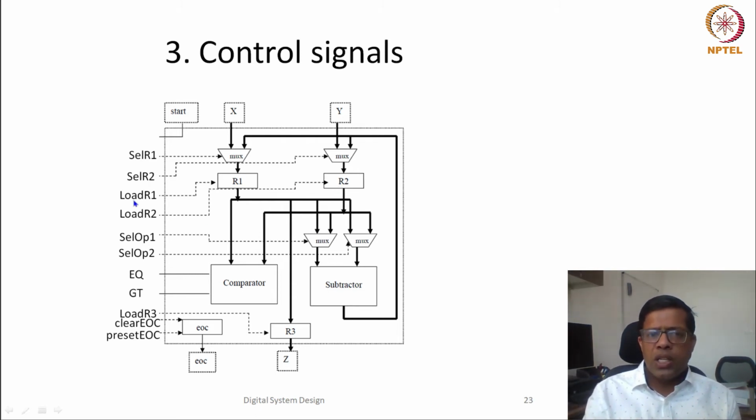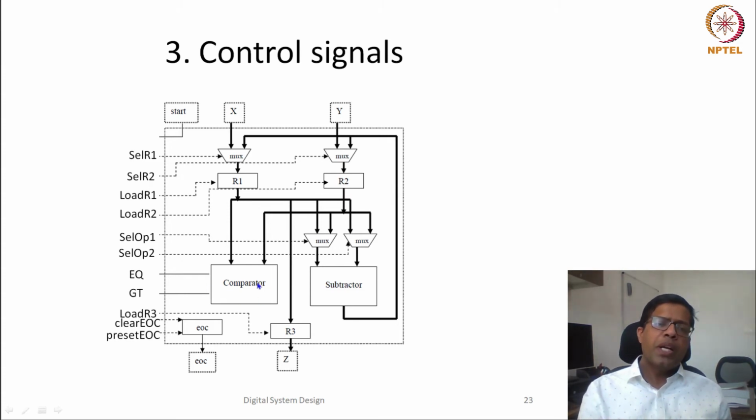Now there would be other signals here, load R1 and load R2. If load R1 is there, then only this value would be written to R1, otherwise R1 will retain its previous value. Similarly, if load R2 is there, then only R2 would be written, otherwise R2 would retain its previous value. Similarly, here it will decide whether this mux is selecting R1 or R2, and this mux is also selecting R1 or R2. So select op1, where op1 is operand 1 and operand 2: operand 1 is being selected here, operand 2 is being selected here.